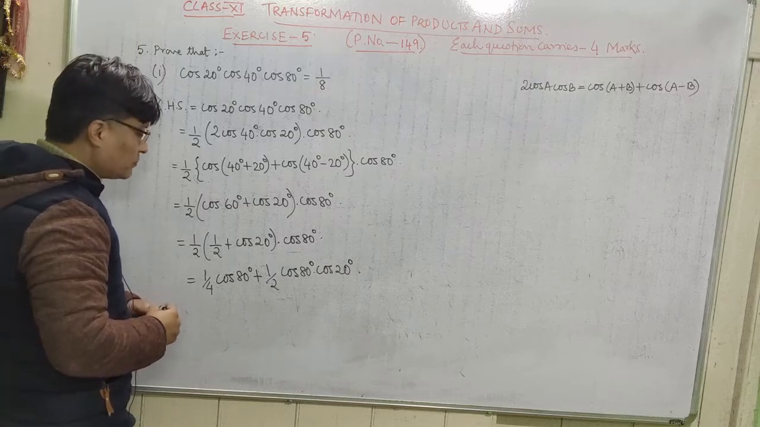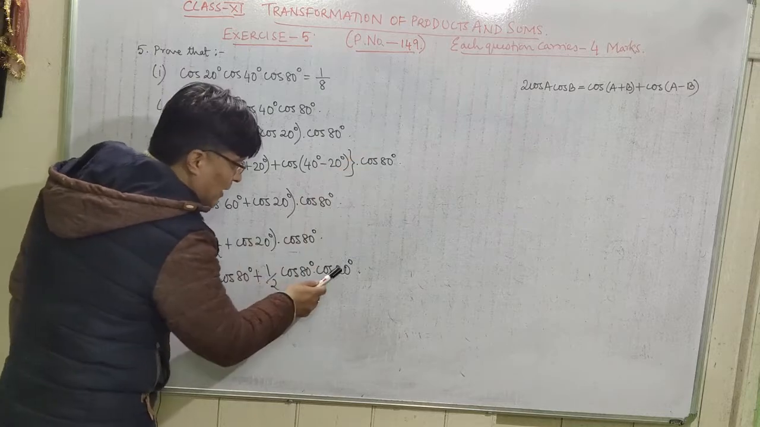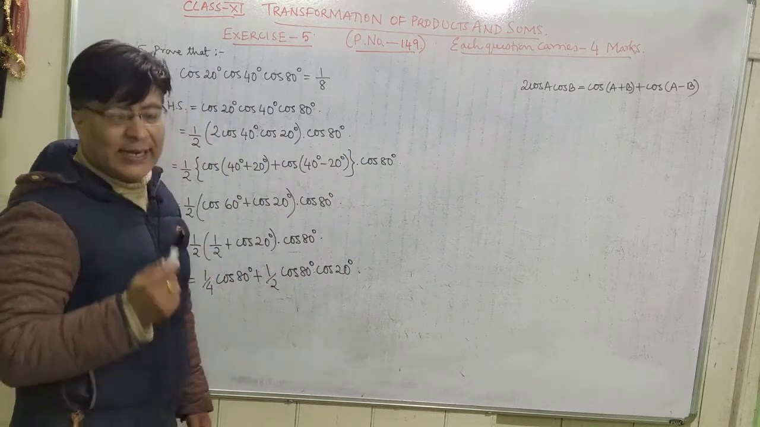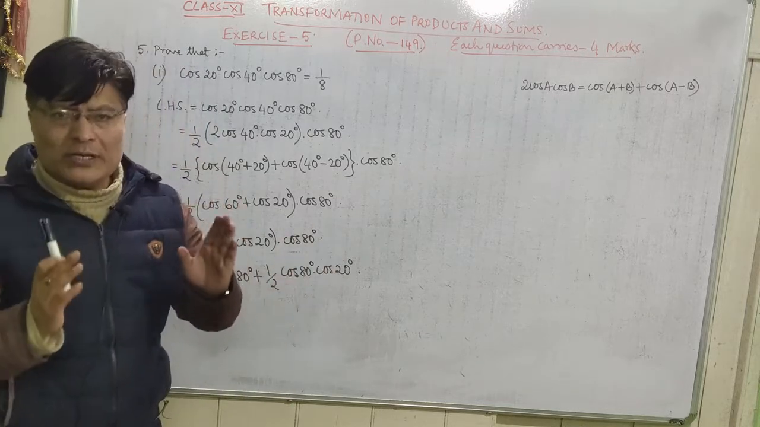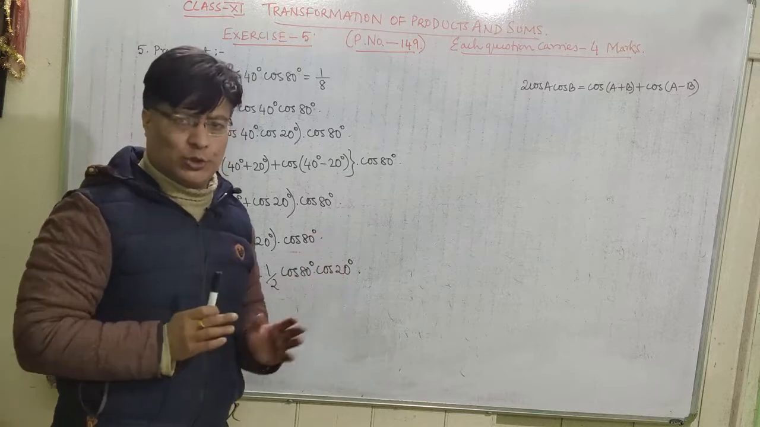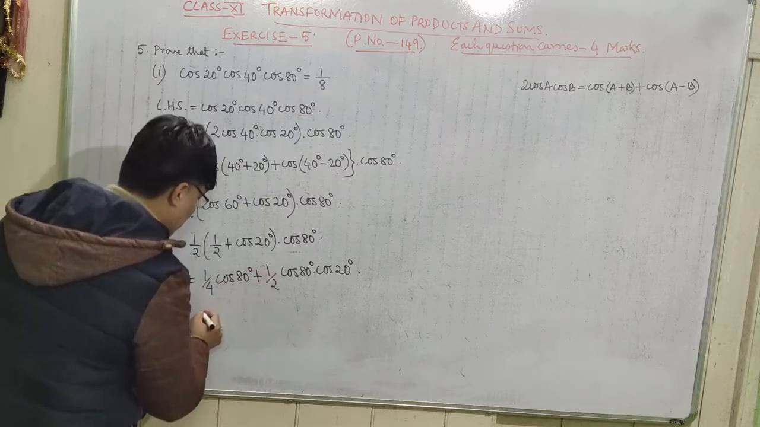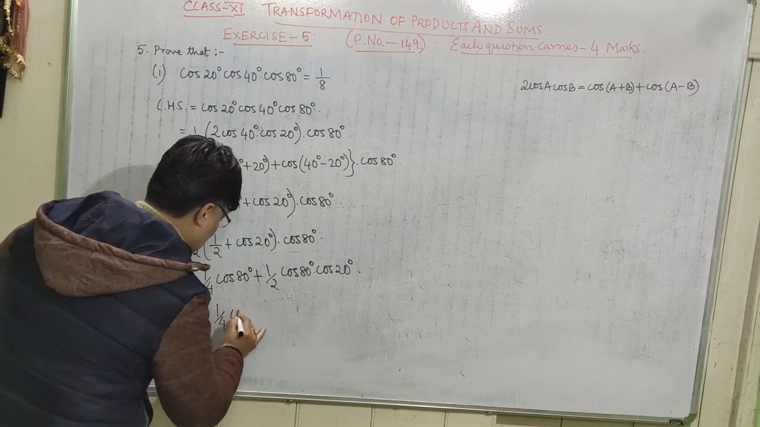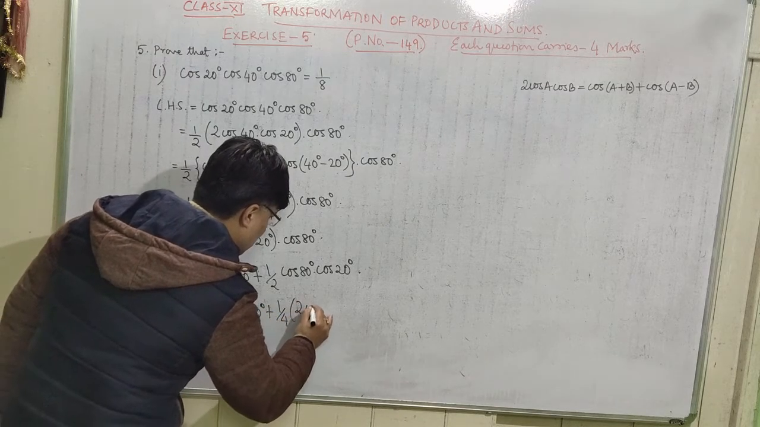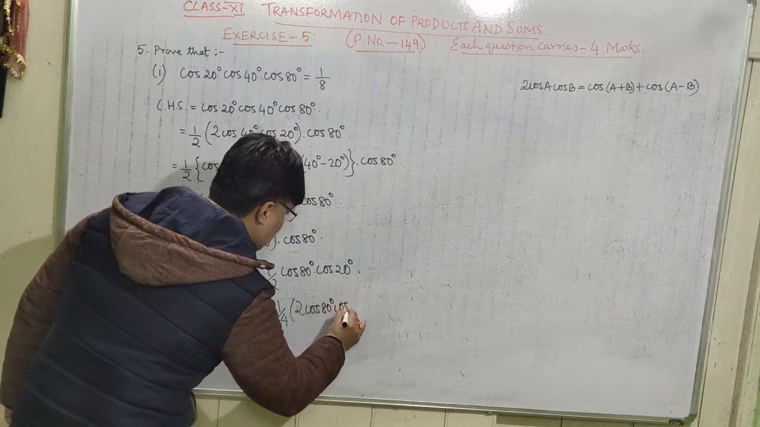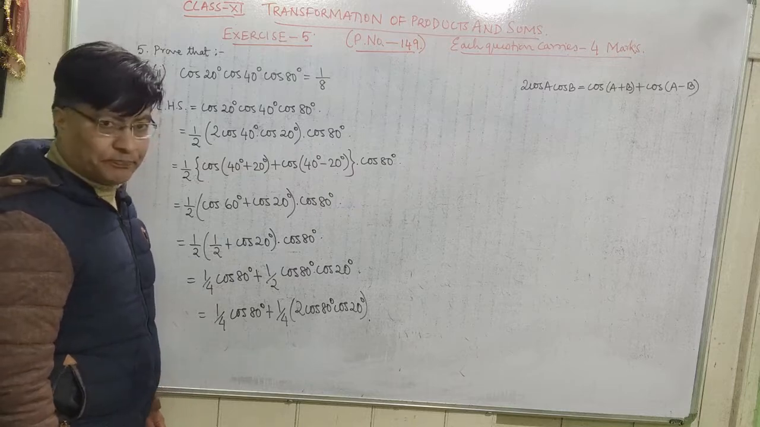Is that clear? Now again this is cos A cos B. 80 is taken as A and 20 is taken as B. Greater angle as A and smaller angle as B. So this is your cos A cos B. So what do we need out here? We need 2 here also. So we have to multiply and divide by 2. So this again becomes 1/4 cos 80 degree plus 1/4 within bracket, this is 2 cos 80 degree into cos 20 degree. So I think you have understood it.